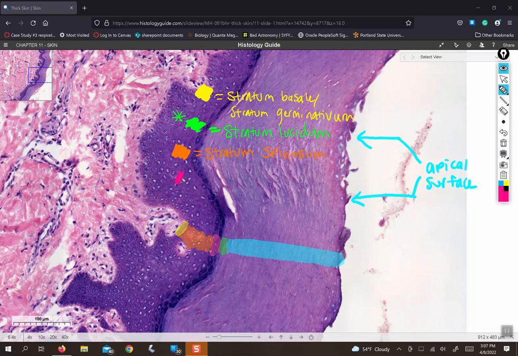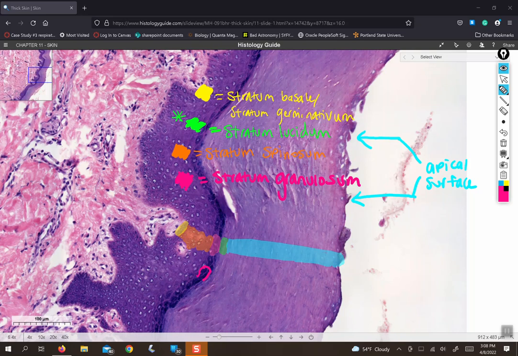Which is this very dark band here, is the stratum granulosum. So that layer is the layer in which the keratinocytes are filling up with keratohyalin granules, which is why they have this exceedingly dark appearance.